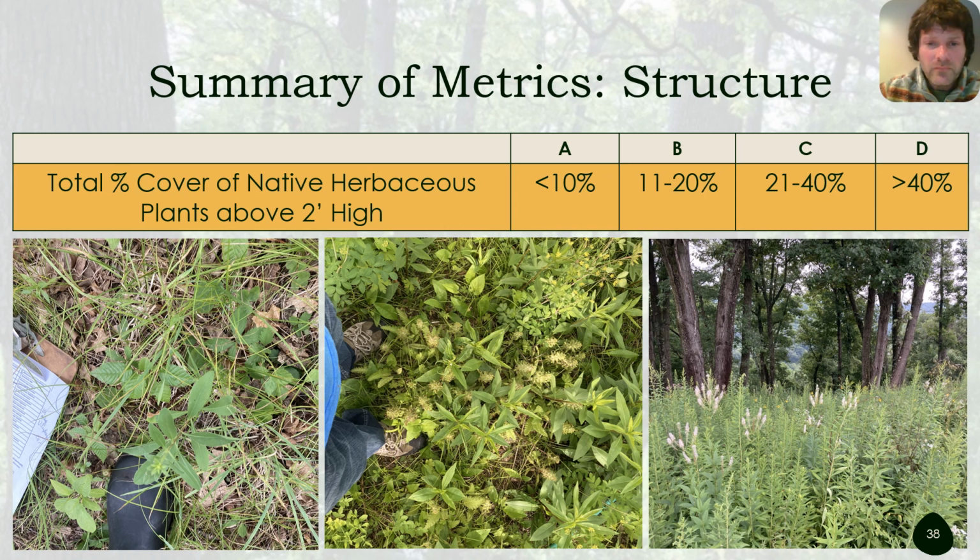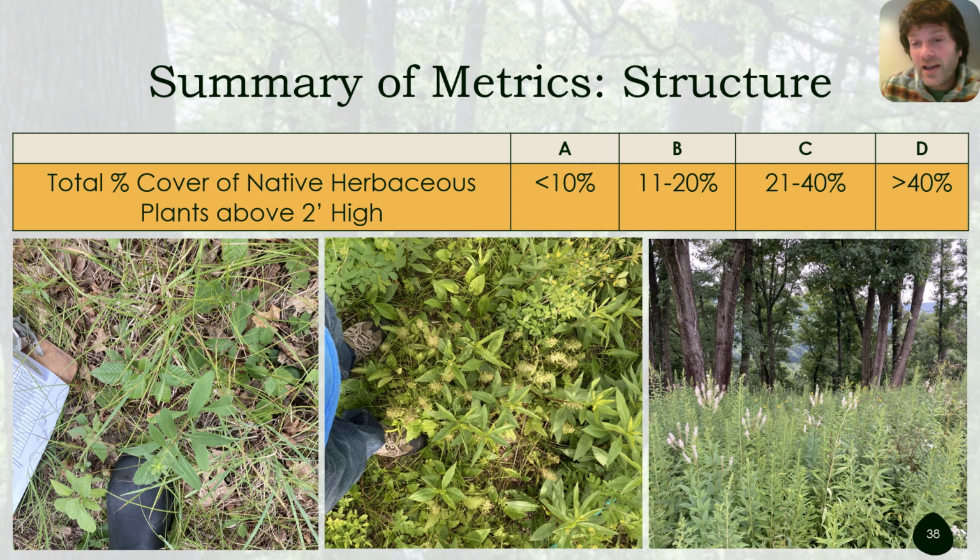Structural metrics, starting with native herbaceous vegetation I mentioned earlier: the least disturbed, highest quality sites tend to have low cover of taller herbaceous vegetation, including native herbaceous vegetation. This is meant to be assessed from mid-June onward. A lot of the late flowering stuff has attained most of its height by that time, and then it subsequently develops. It's about knee high, that 2 feet.